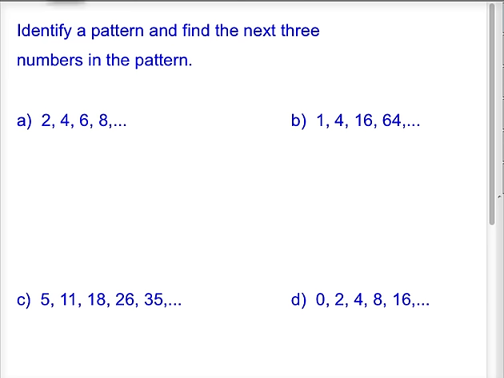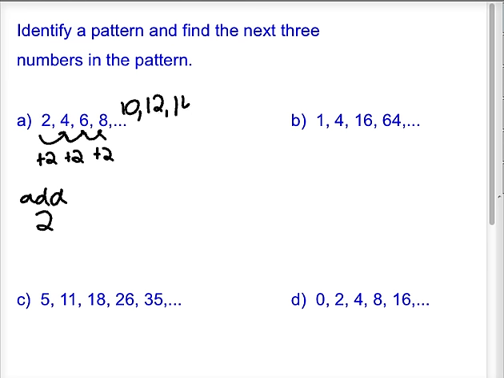So here in letter A, what am I doing to go from term to term? Well, the first thing I would check is, am I adding consistently? Usually the best line of attack. Look at that, I'm adding 2 every time. So adding 2, what would that make my next 3 terms? Well, that would make my next 3 terms 10, 12, and 14.